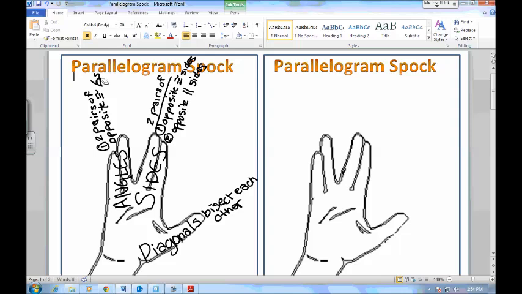I don't like how that came out. Fix that. Angles. 2 pairs of opposite congruent angles. And the second one is our CIA. What was CIA again? Yeah, consecutive interior angles. CIA angles are supplementary.